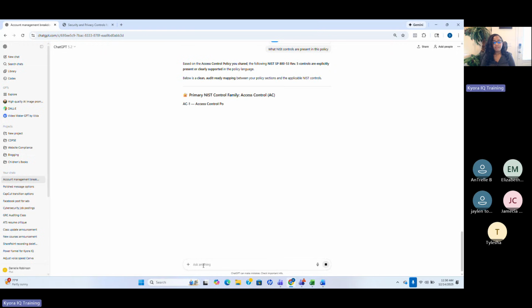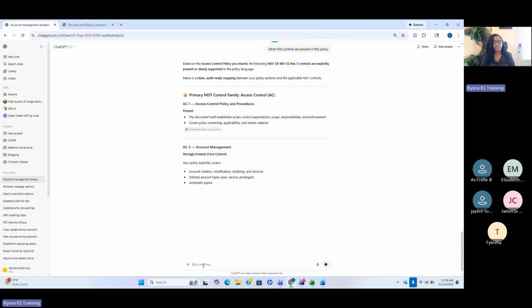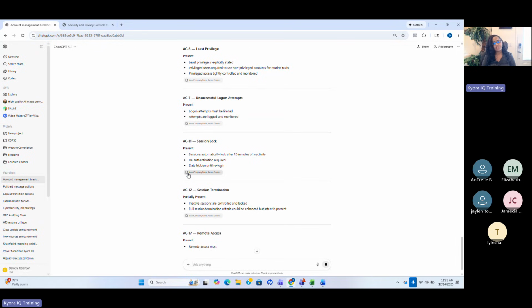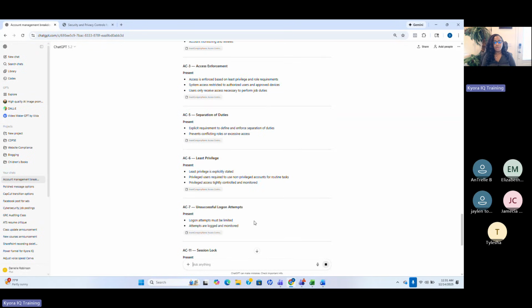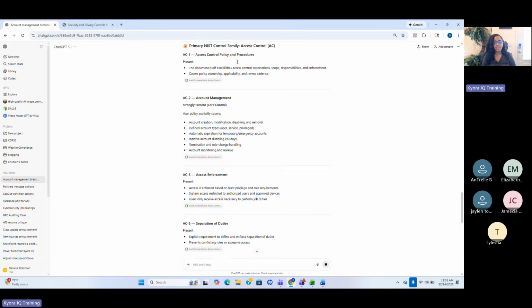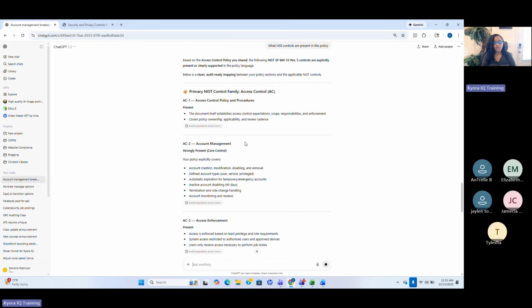And as you can see, everything is aligned. It's telling you, based on the access control policy used, the following NIST 853 Rev 5 controls are explicitly present or clearly supported in this policy language. And you see how it breaks down AC1, AC2, AC3, AC5, AC6, 7, 11, blah, blah, blah, right? It goes on, and it tells you exactly what controls are in the policy. So I'm going to take a break there and ask if anyone has any questions.